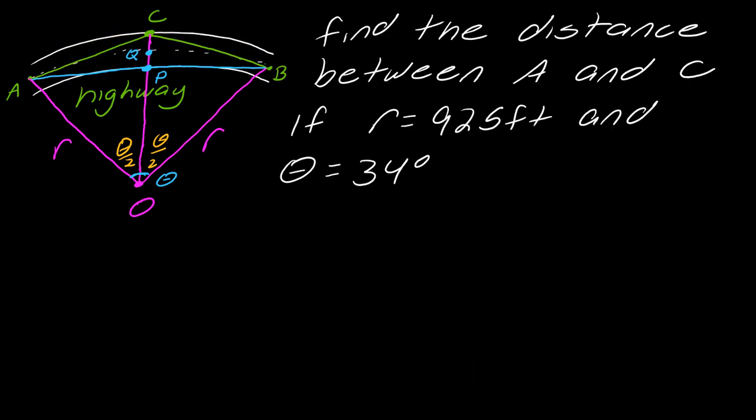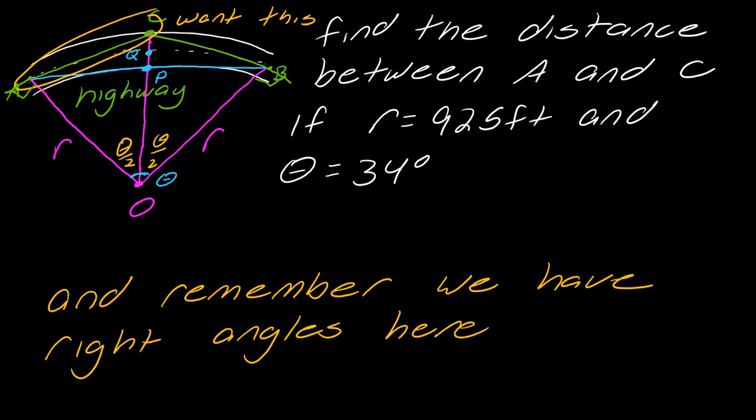Okay. So now I can get to the actual problem. The problem says find the distance between A and C if the radius is 925 feet and theta is 34 degrees. Okay, so we want this little section here. We want that distance. A couple of things we have to remember here: where this radius meets the line segment, that forms right angles. So I have right angles here and right angles here.